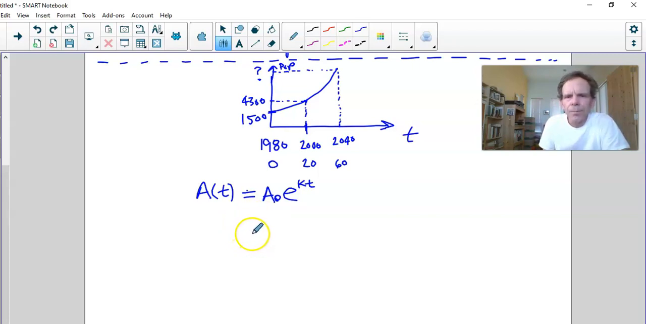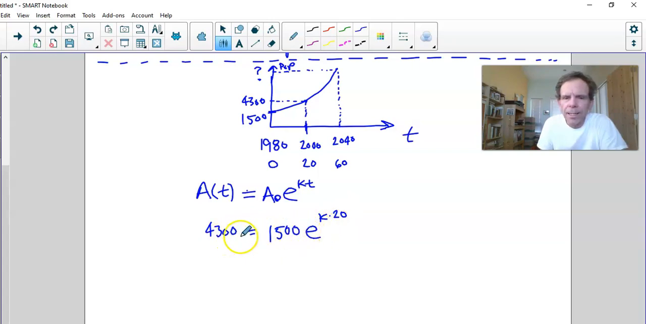Well, to start with, the starting amount we're told is 1,500. And 20 years later, the amount is 4,300. So I'm plugging some of the data we have into this formula. We don't know the growth rate. That's actually what we're looking for here. Times the time, which is 20 years. In 20 years, the population goes from 1,500 to 4,300.